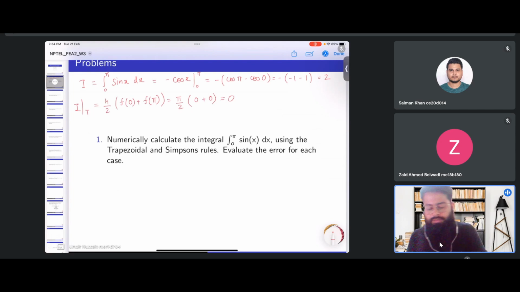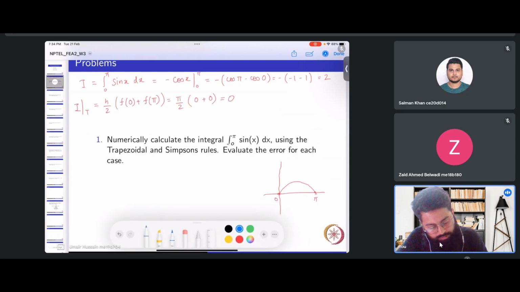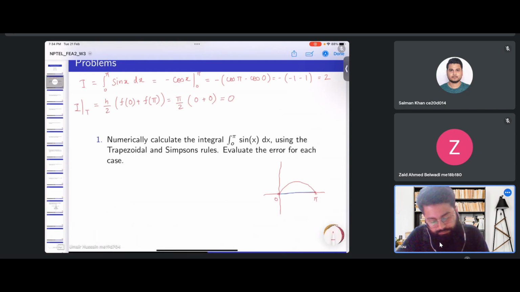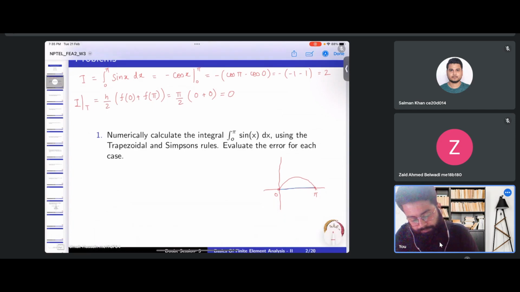So you see there's a pretty huge error here when we use the trapezoidal rule for a sinusoidal function. We know the reason, right? If we plot the sine curve between 0 to pi, the function value is 0 at both ends. If we connect these two points using a straight line, we will get 0 area under the curve. That's why we get 0 using the trapezoidal rule.